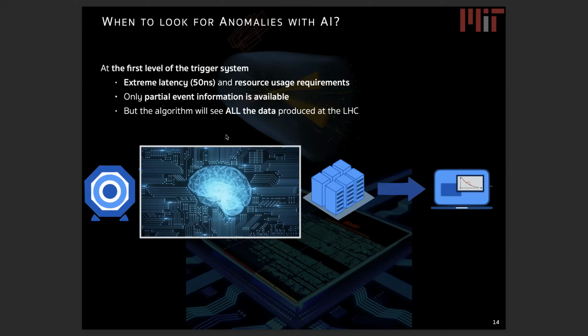And finally, we want, of course, to put the anomaly detection directly in the first level of the trigger, the level one trigger. And why? Because at this level, the anomaly detection will see all the data. So all the data that is ever produced at the LHC will pass through this stage. And so if we are capable to detect these anomalies with machine learning, then the full capability will be explored if we put our algorithm there.